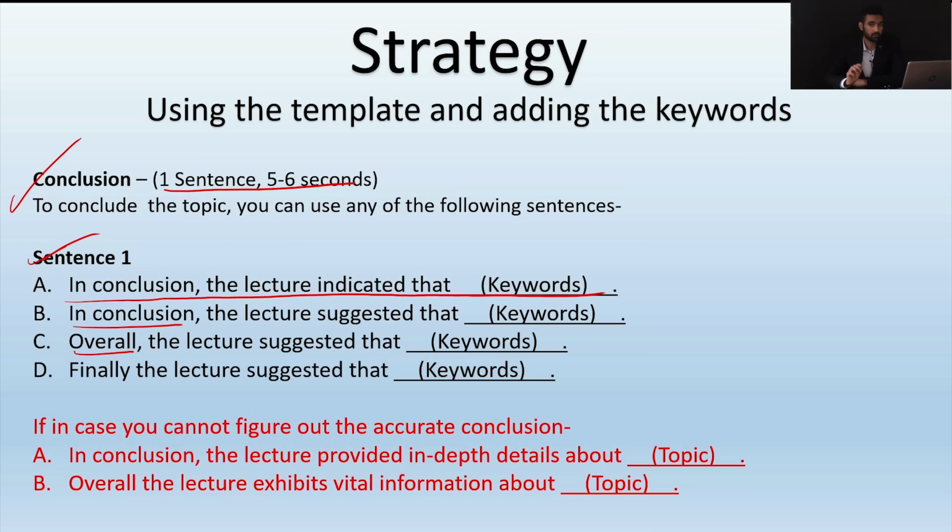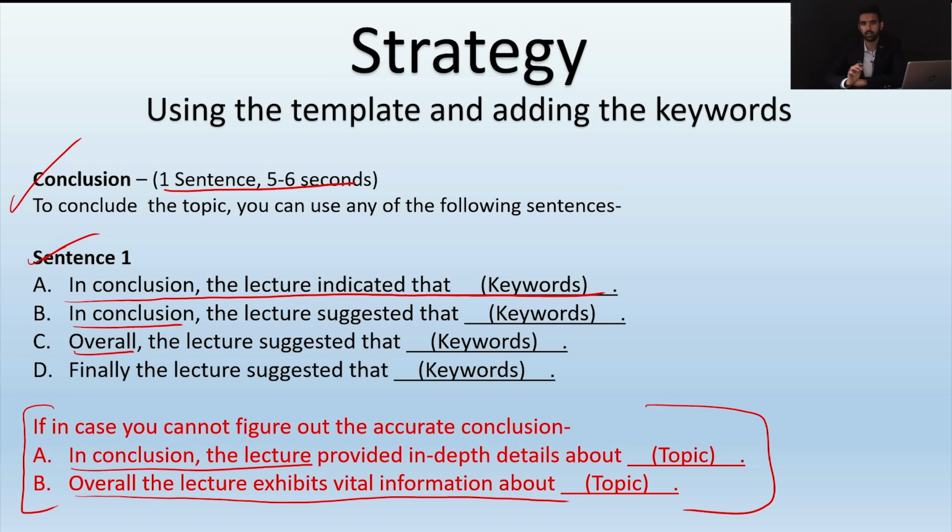Don't worry about it. Even if you don't have a logical conclusion from the lecture, what you have to do is just use the sentences on the bottom of your screen. Just say, in conclusion, the lecture provided in-depth details about the topic. Let's say your lecture was about air pollution, so just say, in conclusion, the lecture provided in-depth details about the air pollution, right? Or you can just say, overall the lecture exhibits vital information about air pollution, and that will be more than enough. That will be fine.